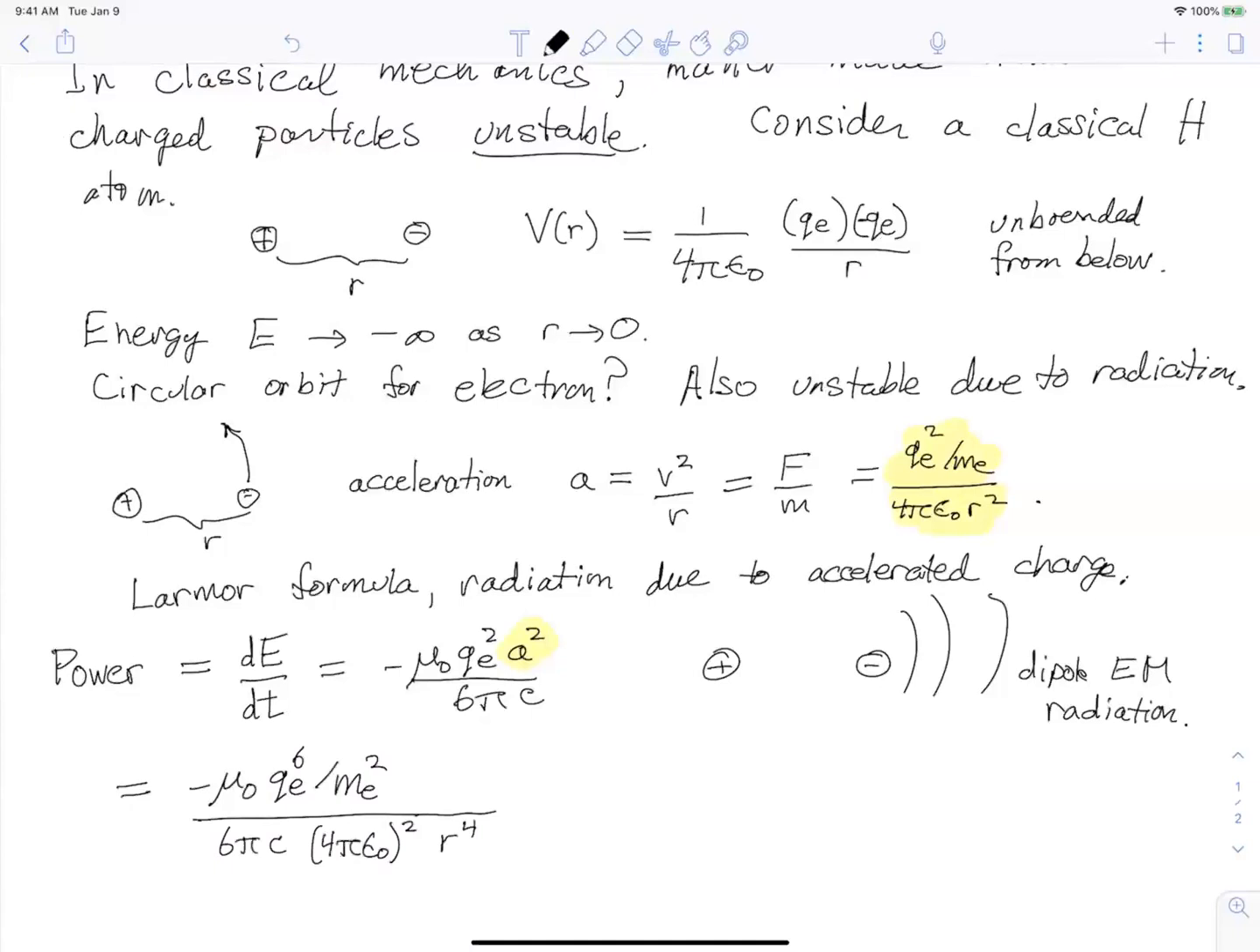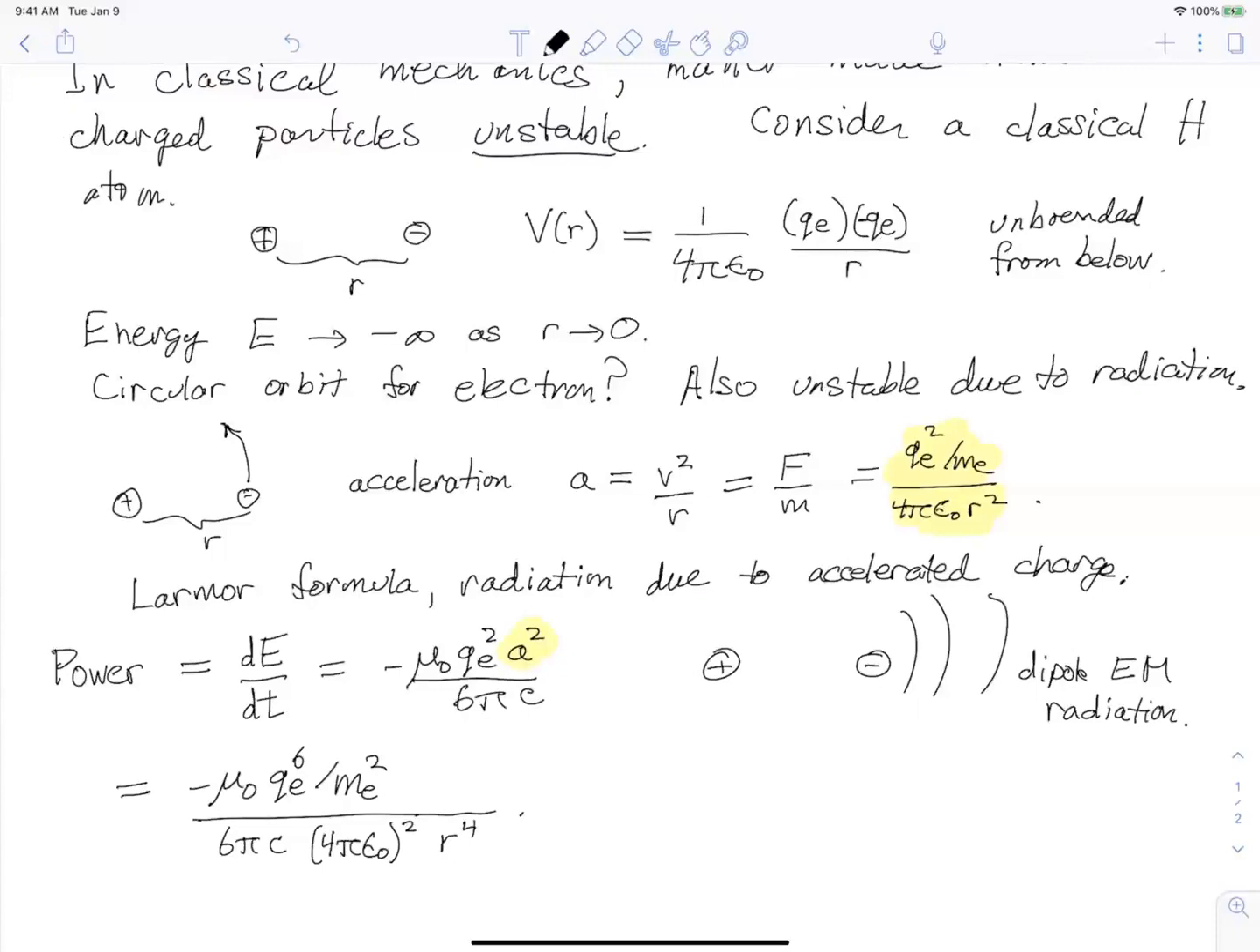So what does that mean? That means we're going to lose energy, and the closer together they get, the electron and the proton, the faster we're going to lose energy, because we're going 1 over r to the 4th, and r is getting very small.